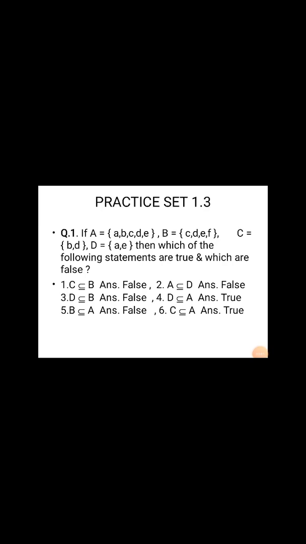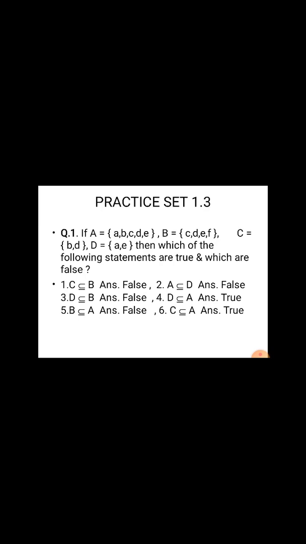Now students, we will solve questions from practice set 1.3. Question number 1. If A is the set of A, B, C, D, E, B is the set of C, D, E, F, C is the set of B, D, D is the set of A, E, then which of the following statements are true and which are false?